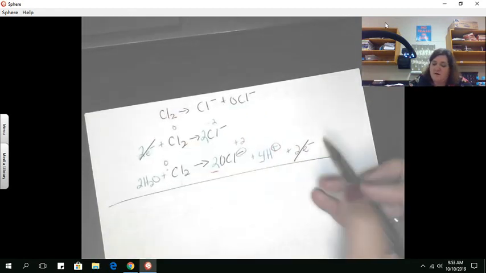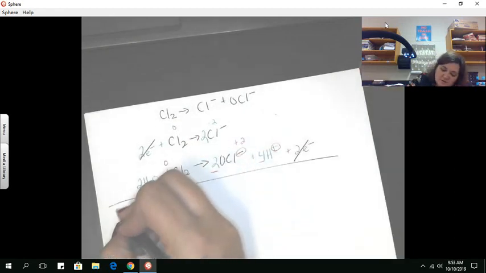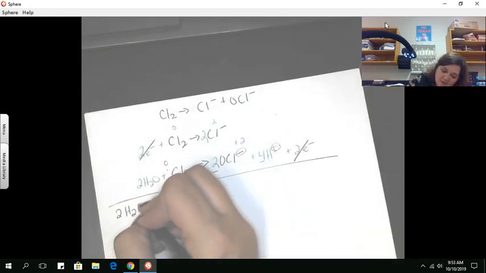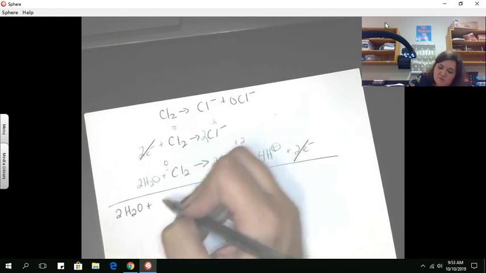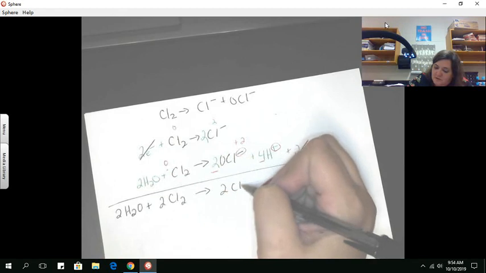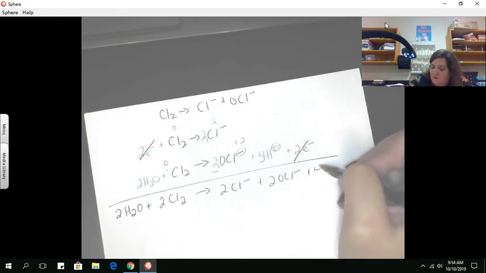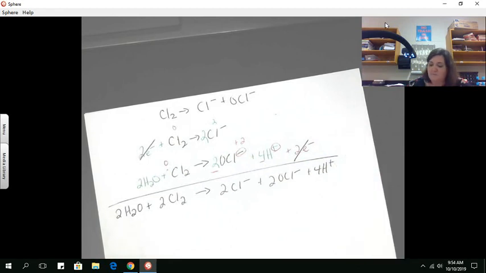We do not have any hydrogens or waters in the top, so those won't cancel. So then we just write our answer. Since there's 2 of these, we add them together, it'd be 2Cl2 go to 2Cl minus plus 2OCl minus and 4 hydrogen ions. So if we were doing an acidic solution, we would stop there.